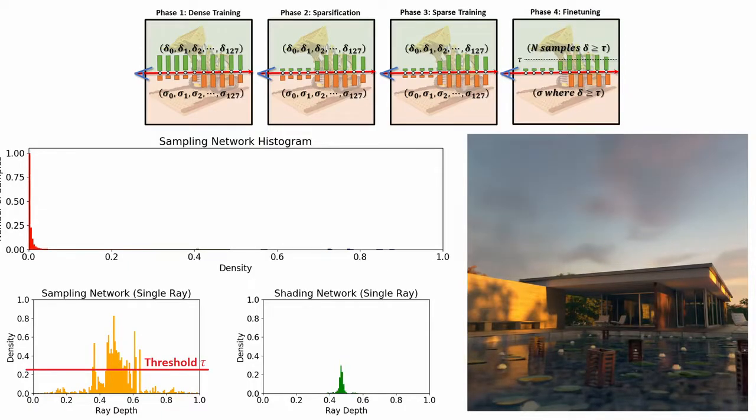Finally, with both networks being trained, we can additionally fine-tune the shading network on a specific average sample count by thresholding the outputs of the sampling network.